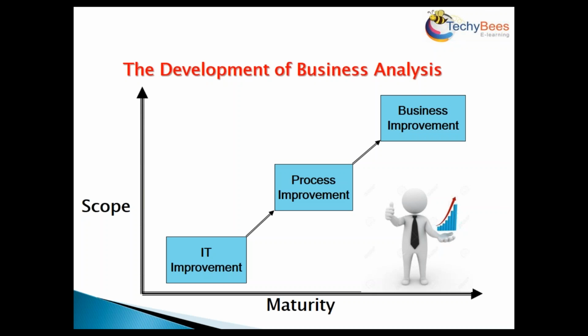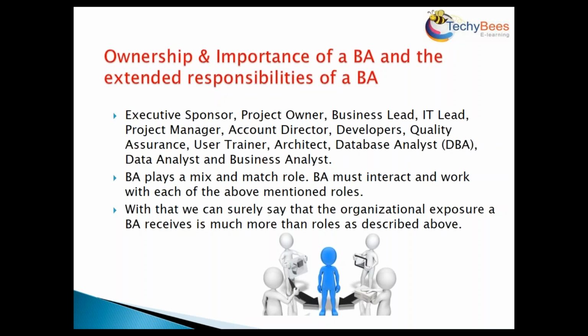So, to conclude, a business analyst will be working for IT improvement, process improvement, and business improvement within the organization. So what are the various roles that a business analyst might work with? Executive sponsors, C-level executives, higher top management executives like senior managers, directors, vice president, president, project owners, sponsors, stakeholders, business lead, IT lead, project manager, account director, developers, quality assurance group, user trainer, architect, database group that primarily works on database analysis and administration, data analyst, and business analyst group.